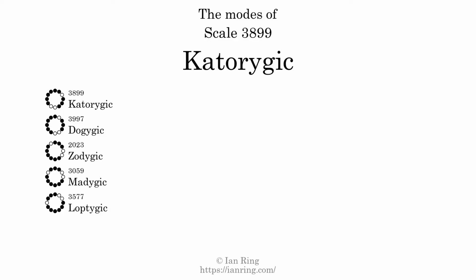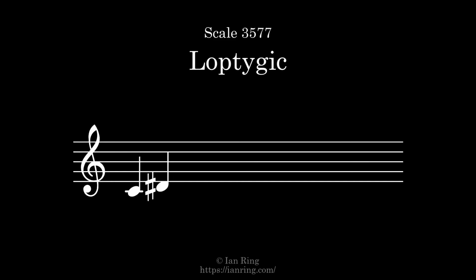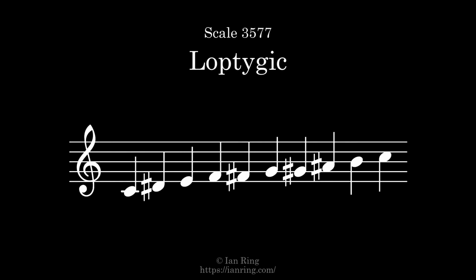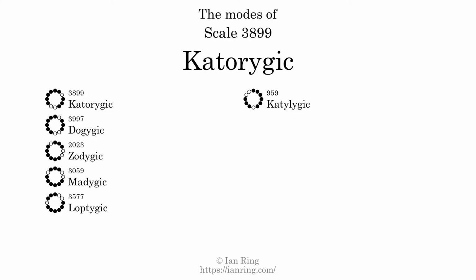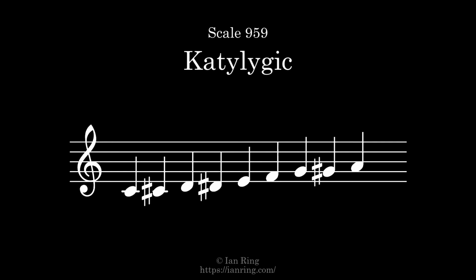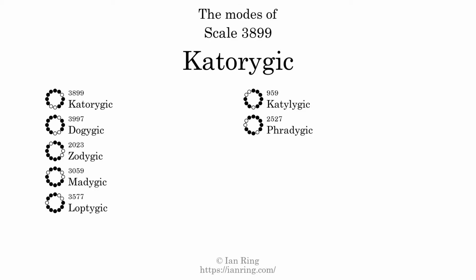The fifth mode is scale 3577, also known as digigic. It sounds like this. The sixth mode is scale 959, also known as Katorygic. It sounds like this. The seventh mode is scale 2527, also known as digigic. It sounds like this.